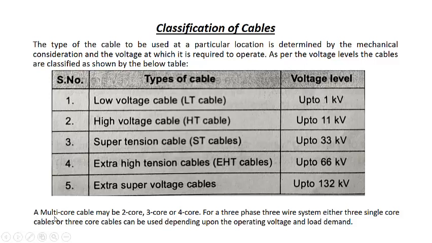A multi-core cable may be 2 core, 3 core or 4 core, because three core means three phase, and four core means three phase and a neutral. For a three phase, three wire system, either three single core cables or a three core cable can be used, depending on the operating voltage and load demand. We can have three different single core cables used for the three phase system, or we may have an inbuilt three core cable used for the three phase system.